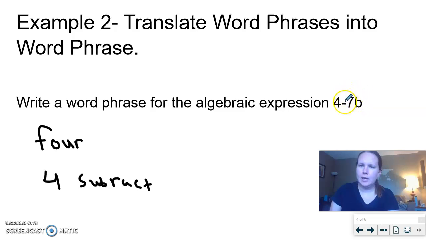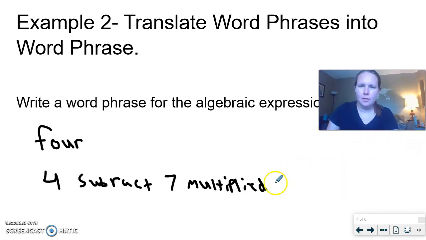And then let's think 7b. Remember when it's 7b, it's 7 times b. So I'm going to say 4 subtract 7 multiplied. I'm not going to make it times. Multiplied by b. All right, so that's one way you could write it.